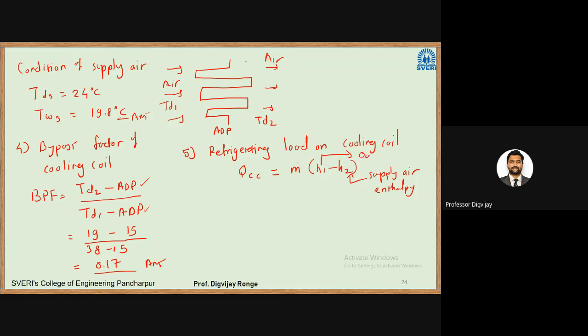Outdoor air enthalpy. Okay, so outdoor air passes over the cooling coil, removes its heat, and gives a supply air enthalpy. That difference in enthalpy multiplied by the mass flow rate will be the refrigerating load on the cooling coil.